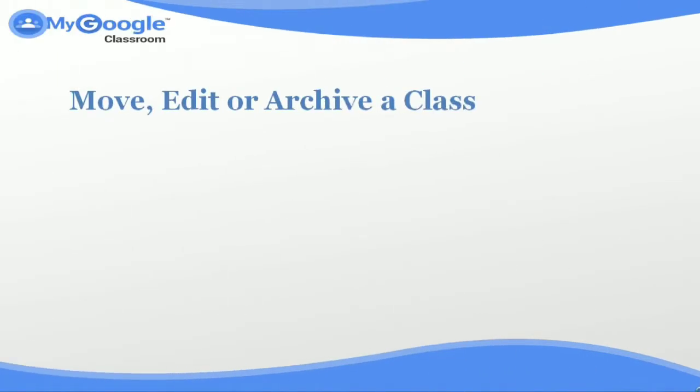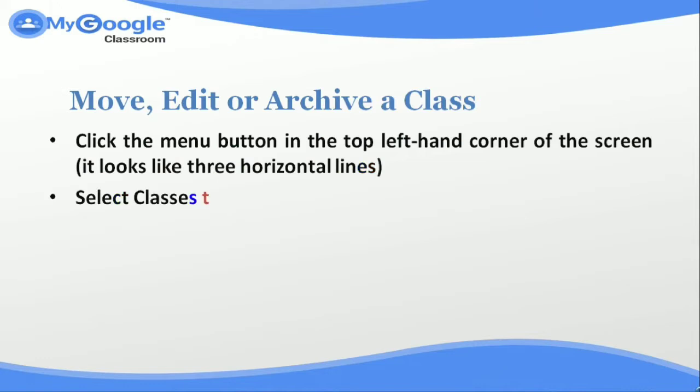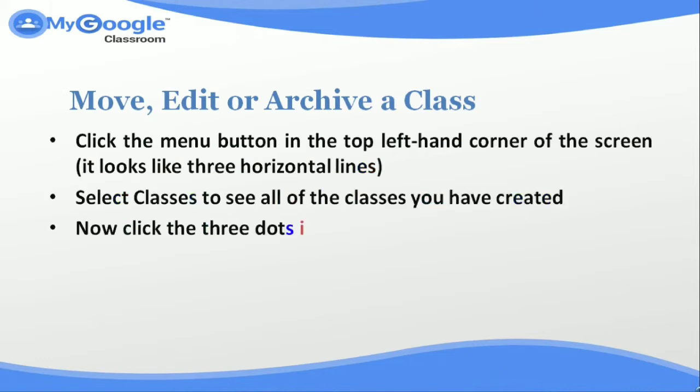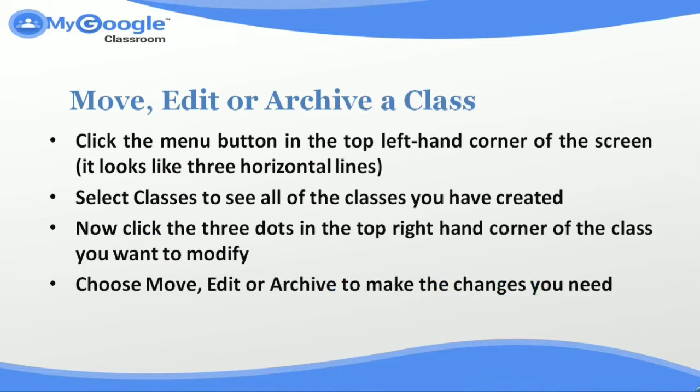Move, edit, or archive a class. Click the menu button in the top left corner of the screen. It looks like 3 horizontal lines. Select Classes to see all the classes you have created. Now, click the three dots in the top right-hand corner of the class you want to modify. Choose Move, Edit, or Archive to make the changes you need.